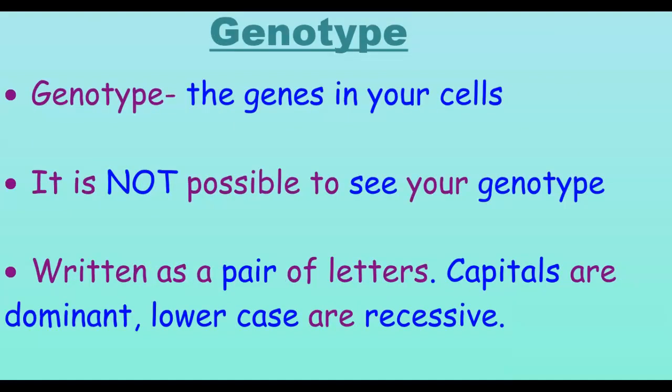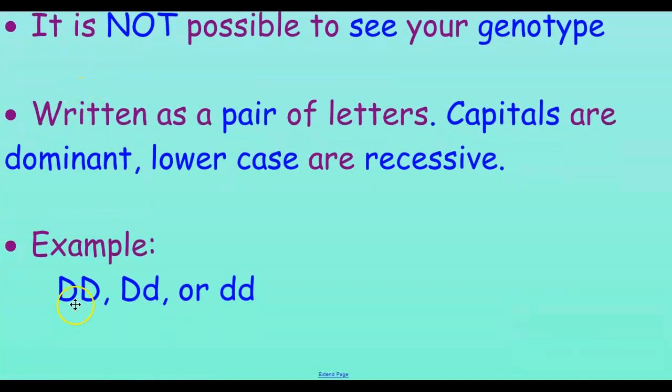When we talk about the word genotype, we're talking about the type of genes. So it's the genes in your cells. We're going to represent it by letters. Capital letter is the dominant trait. Lowercase is recessive. So we have three possible genotypes: in this case, capital, capital, capital lowercase, or two lowercase.